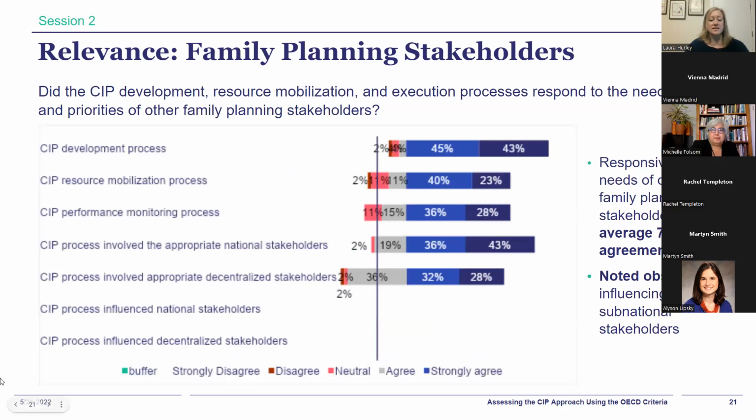In this second slide on relevance, I'm showing responses to comments about the CIP process responding to the needs and priorities of other family planning stakeholders, not necessarily the National Family Planning Program. While there was an average of 73% agreement, and while resource mobilization and performance monitoring were still deemed less relevant, the biggest obstacle seems to be the ability of the CIP to influence subnational stakeholders with only 60% agreement.